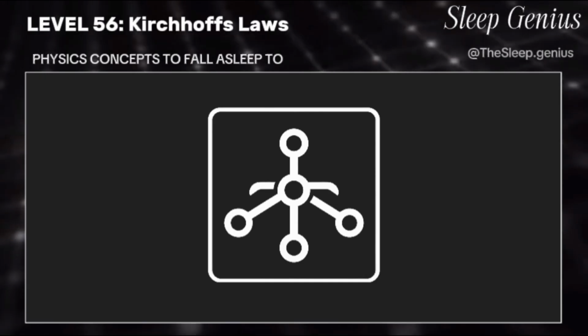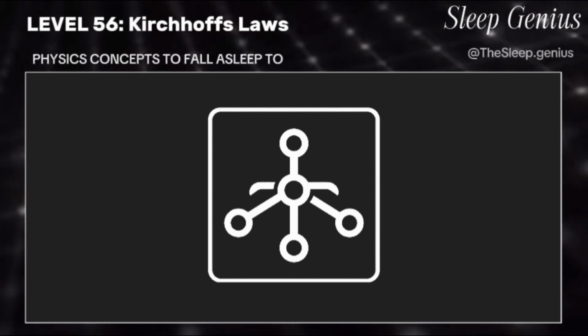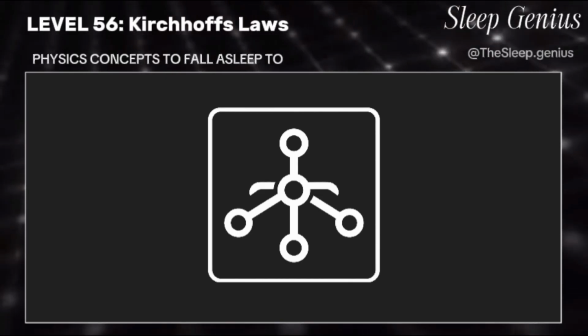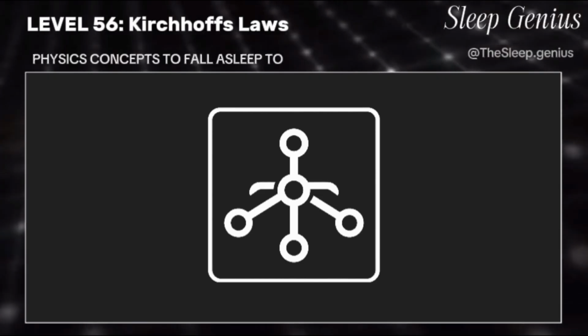Kirchhoff's laws explain how electric current and voltage behave in a circuit. The main idea is that electric charge and energy are conserved. What flows into a point must flow out, and energy supplied must equal energy used. There are two laws. The current law deals with current at a junction. The voltage law deals with voltage in a loop.